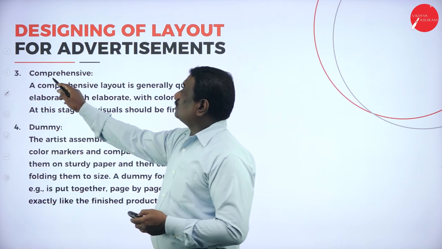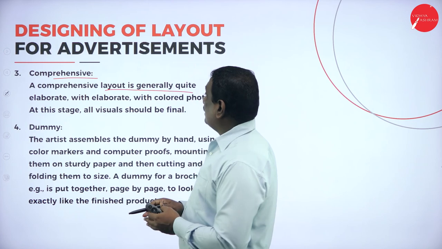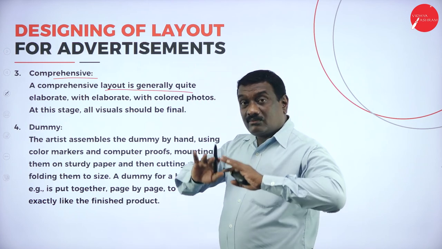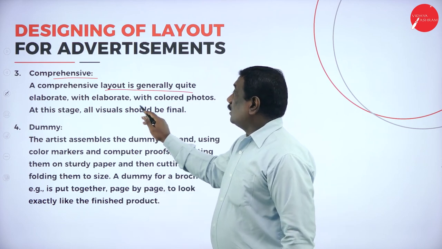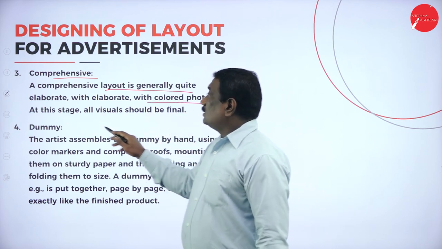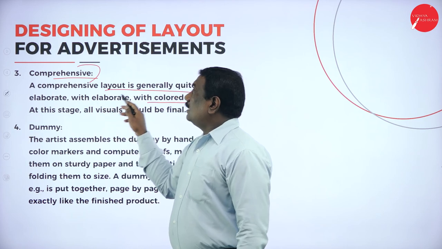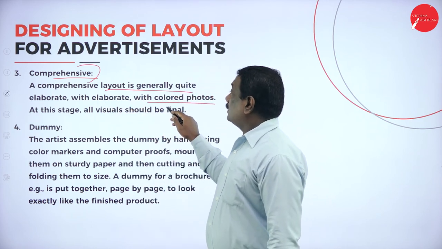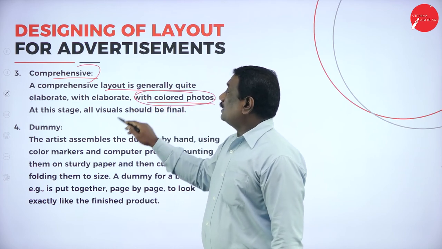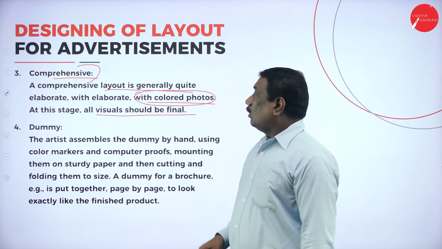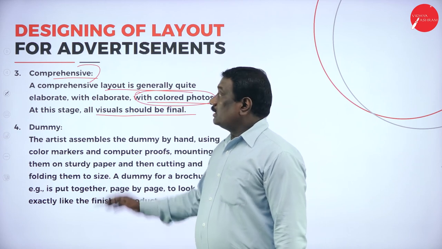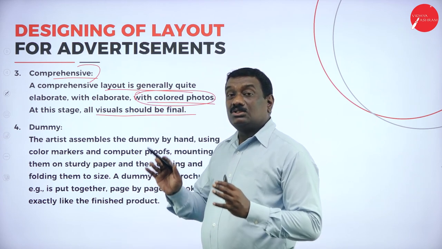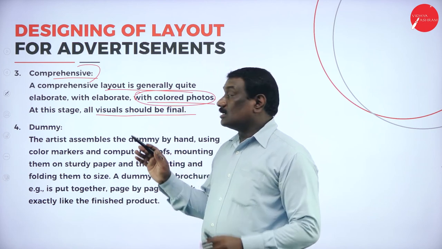Third is the comprehensive. It is a layout that is generally quite elaborate, with colored photos. Under this comprehensive stage, the layout will generally be bigger and elaborated, with colored photos of the ads. At this stage, all the visuals should be final. So when it comes to the comprehensive stage, all the visuals should be the final ones; it is the last stage for the advertisement.